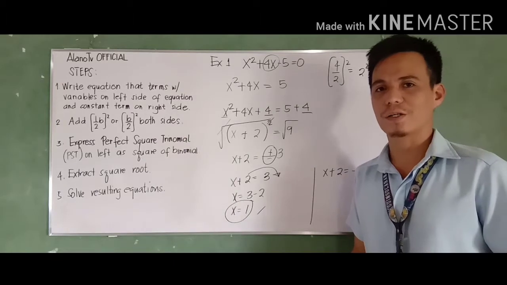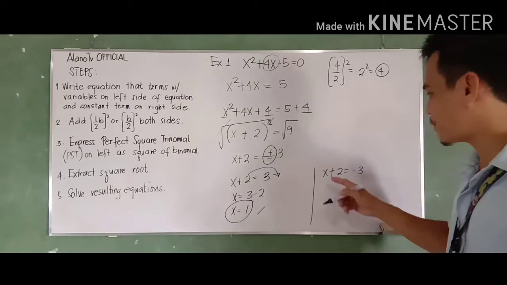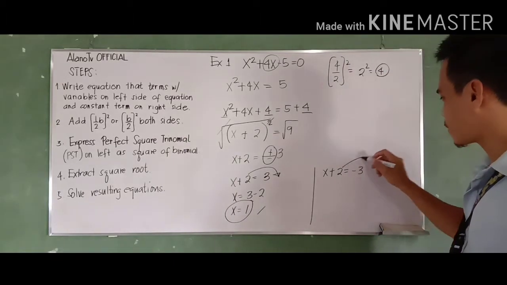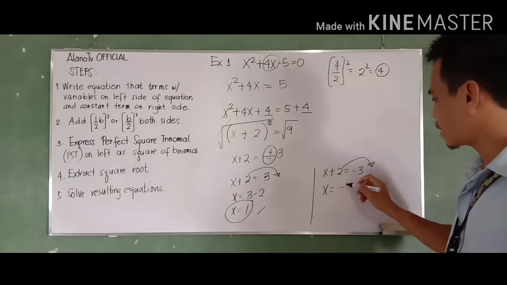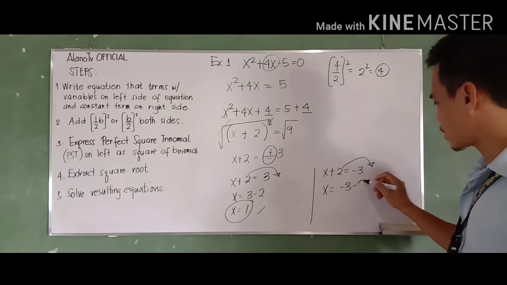Okay? I hope you guys follow. And for solving in the other side, we have transposing positive 2 to the other side will become x is equal to negative 3 minus 2.